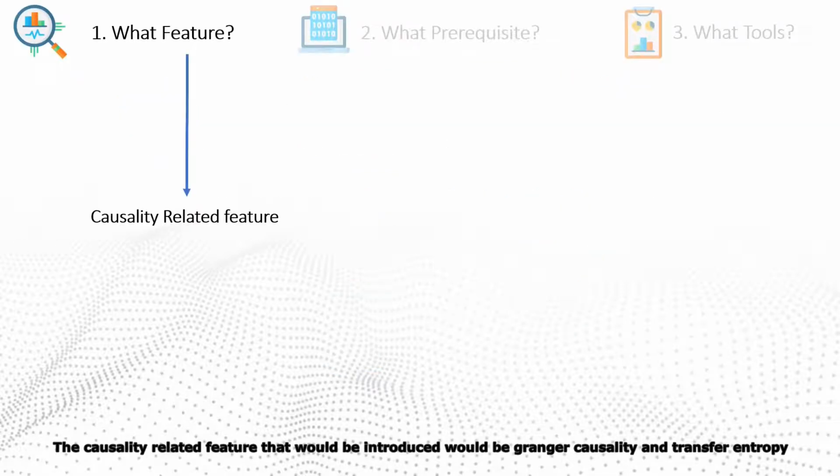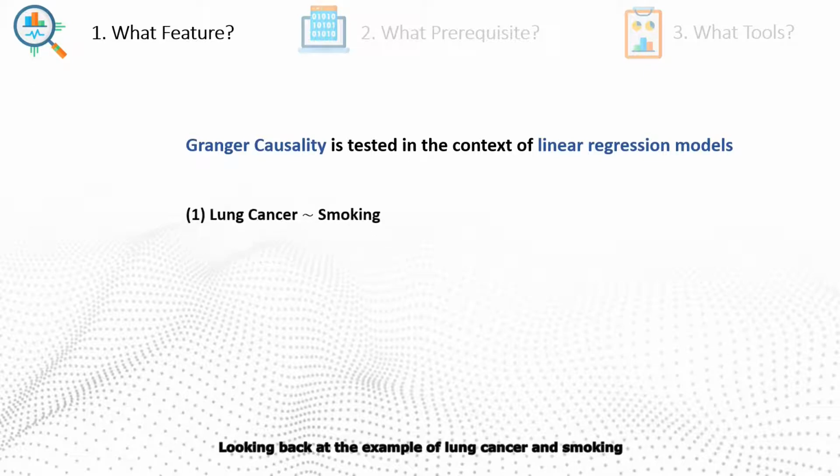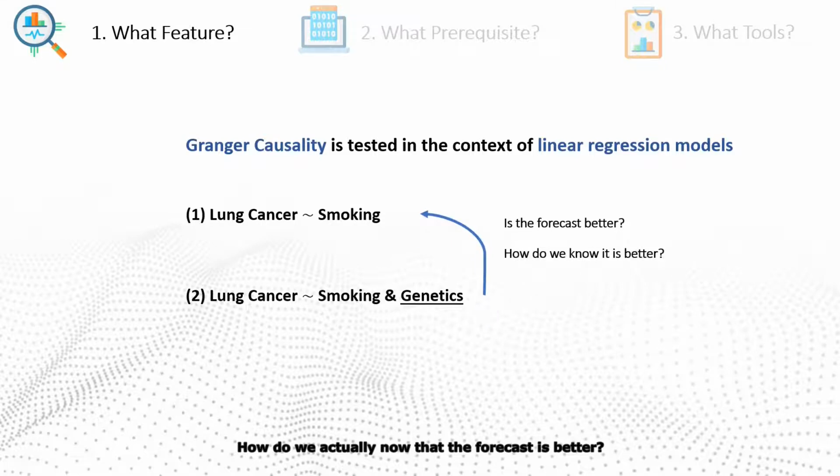The causality-related features that will be introduced are Granger Causality and Transfer Entropy. Granger Causality is tested in the context of a linear regression model. Looking back at the example of lung cancer and smoking, when we try to analyze the inclusion of genetics into a regression equation, does it make the forecast better? How do we actually know that the forecast is better?